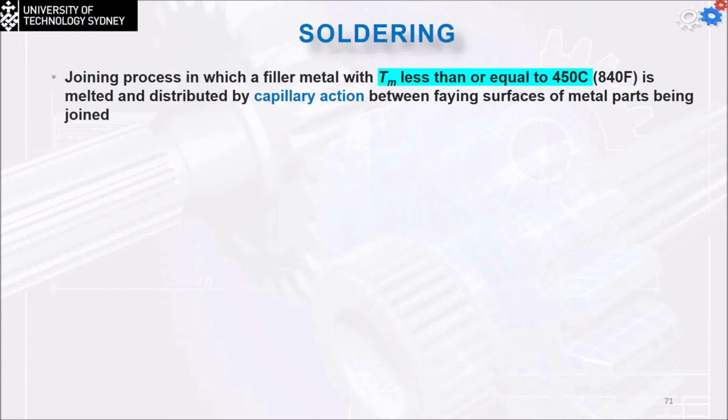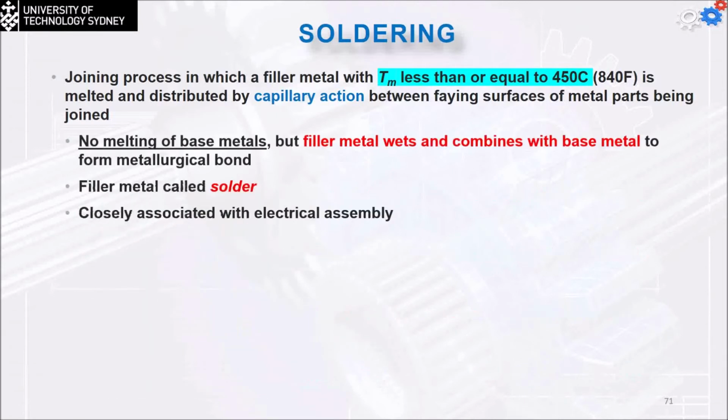So if you are going to be asked what the difference is between brazing and soldering, it's all about the melting temperature of the filler material. Brazing is more than 400 degrees, and in the case of soldering it is less than 450 degrees. Once again, we're going to have capillary action between the faying surfaces of the metal parts being joined. No melting of the base metal, but the filler metal will wet and combine with the base metal to form the metallurgical bond.